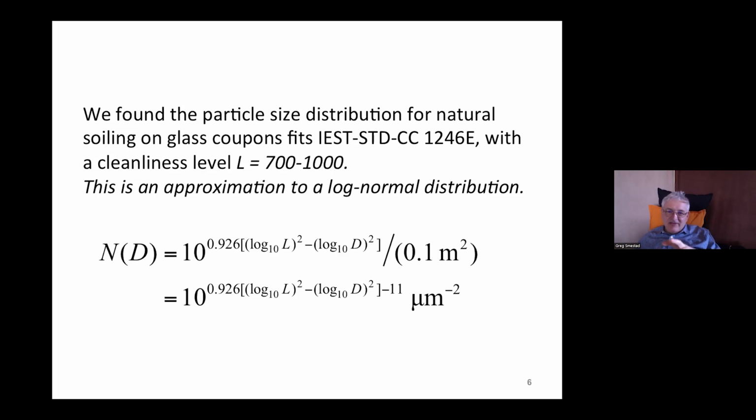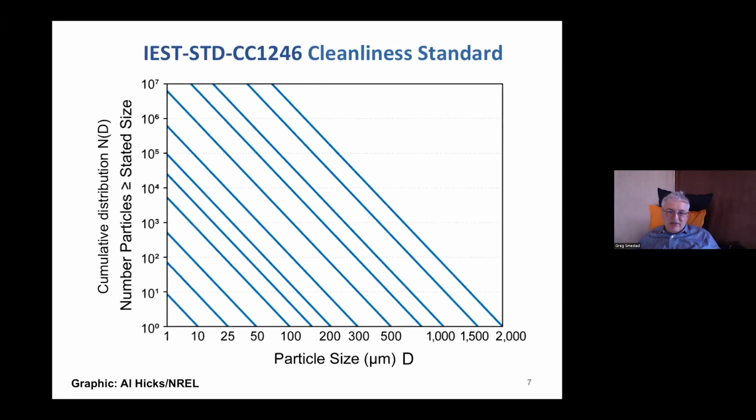Here we're applying an existing standard for contamination in clean rooms, and we're applying that to the surfaces that we can study by microscopy. So this is the cumulative number of particles as a function of their size. We're usually on one of these curves. For instance, if L has a particular value of something like 1,000, we're on this curve, and we can understand the distribution of those particles as a function of their size.